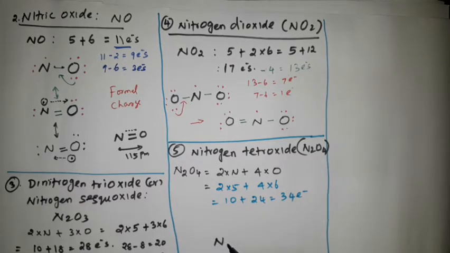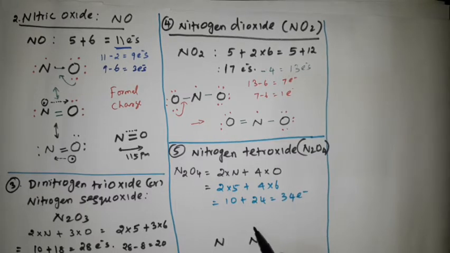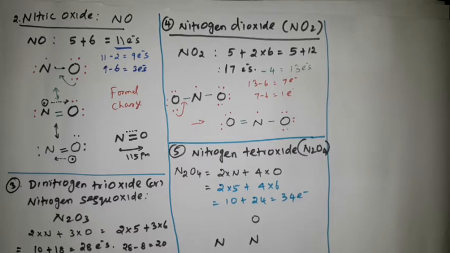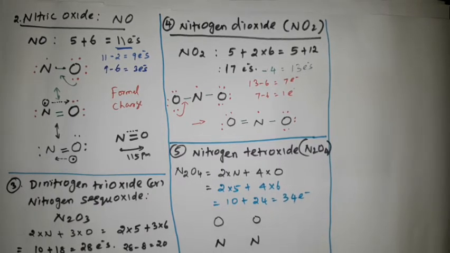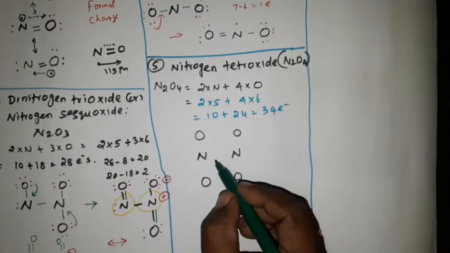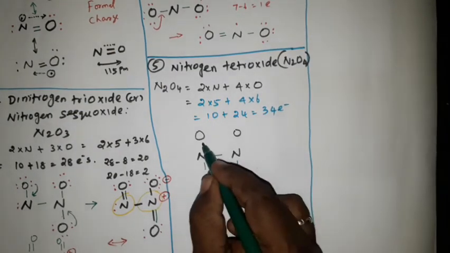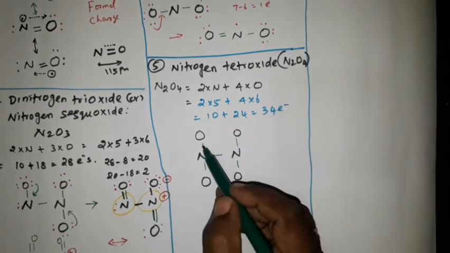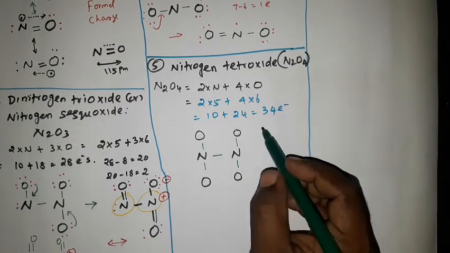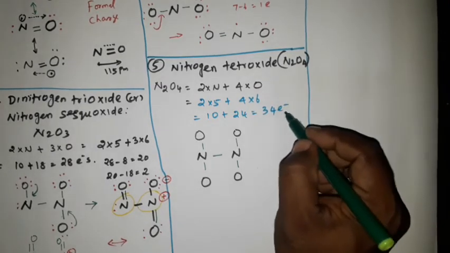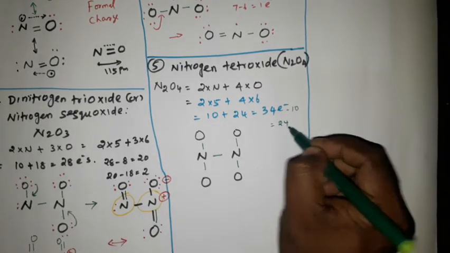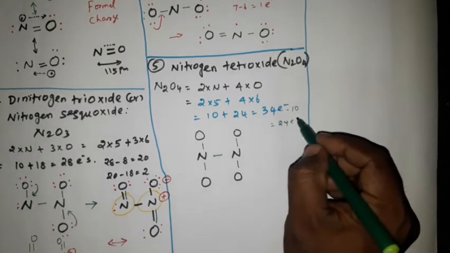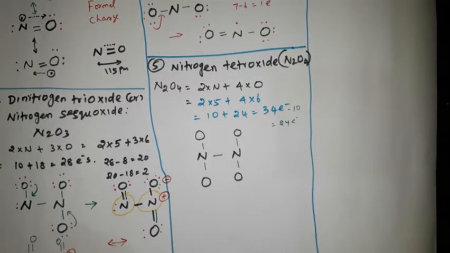2 nitrogen atoms, then 4 oxygen atoms. So 1 oxygen here, 2, 3, 4. Okay, so 2 nitrogen atoms, 4 oxygen atoms on the surrounding. So now make the single bond between all the atoms. 1, 2, 3, 4, 5. So 5 into 2, 10. So 34 minus 10, remaining 24. Okay, 24 electrons. Now distribute electrons equally.